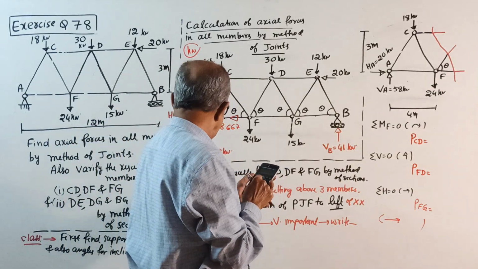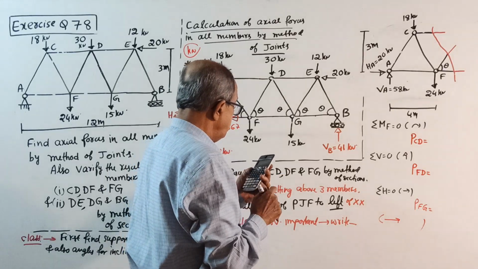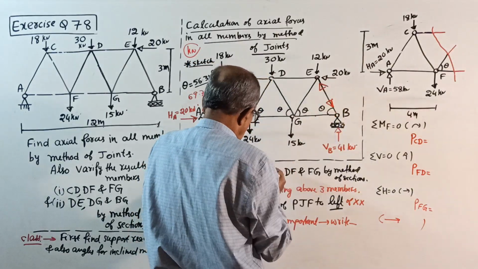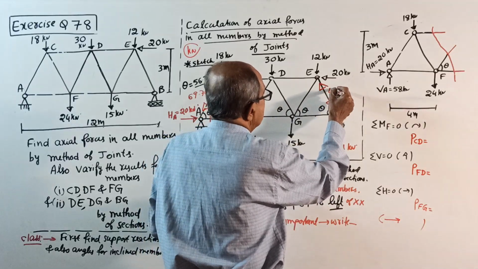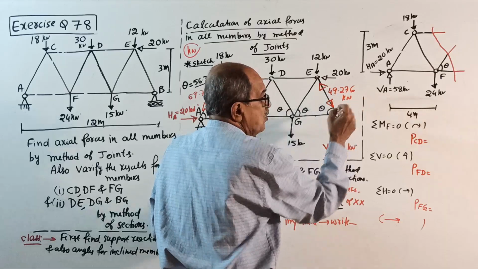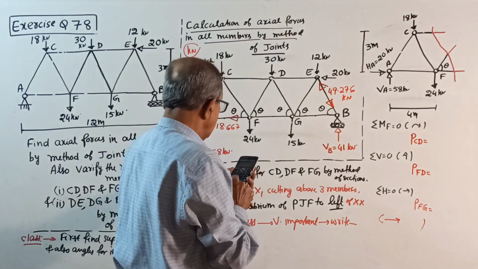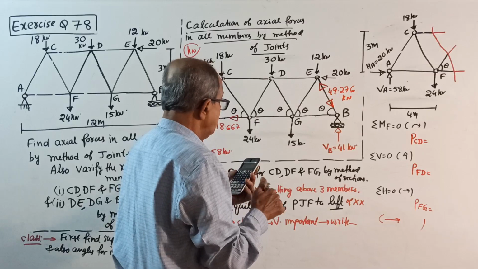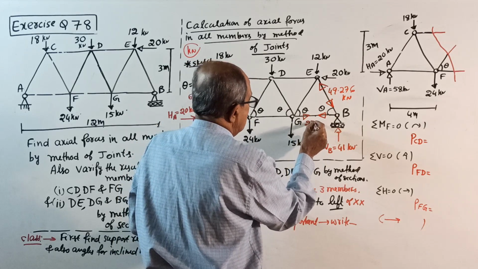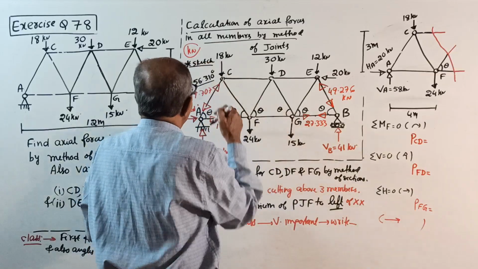41 divided by sine 56.31, 49.276. See, I will do in any order. You stick to one particular order. Don't do like me. 49.276 into cos 56.31, 27.333. I'll come to this joint now.